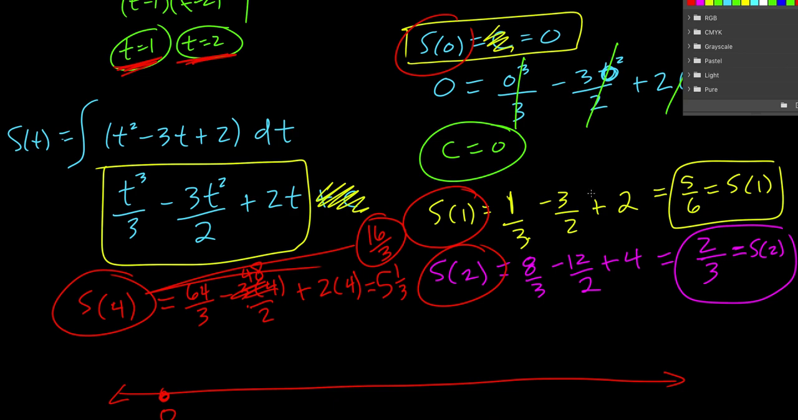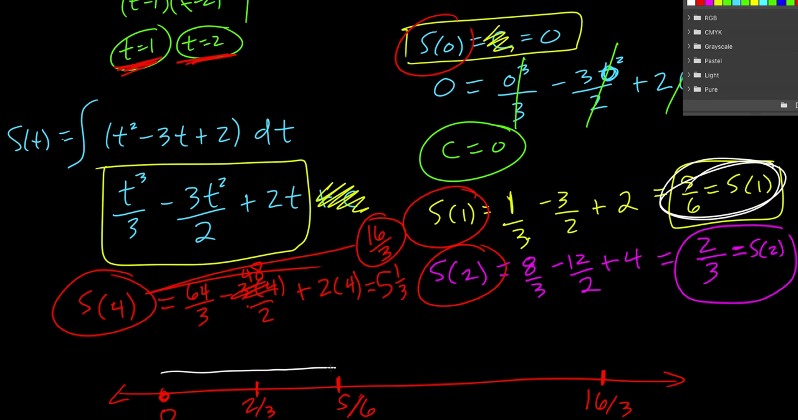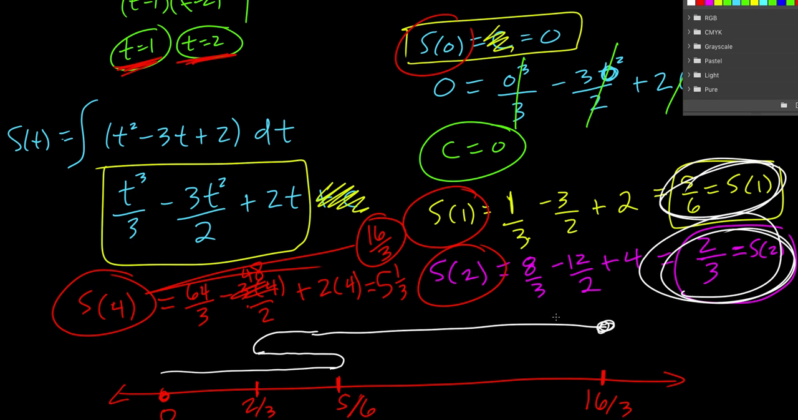And we are, let's see, start at 0, and then we have 2 thirds as a point, 5/6, which is a point of interest, and 16 thirds, which is also a point of interest. And so we go forward until we get to 5/6, which is our first direction change. And so we turn around until we get to 2 thirds, and then we turn around and we go all the way to here. Okay.